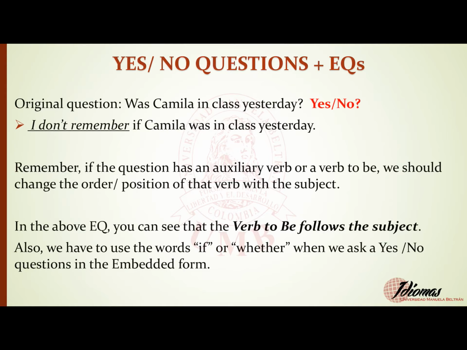Profe, why do we put if? We use if, or we can use whether, but if is more commonly used when we are referring to yes or no questions in embedded questions or statements. In the example, if you look, you can see that the verb to be follows the subject in the embedded form. It is no longer at the beginning of the sentence. Look carefully. Was Camila. Verb to be, después Camila. In the embedded form, you have Camila y después tenemos el verb to be, was.